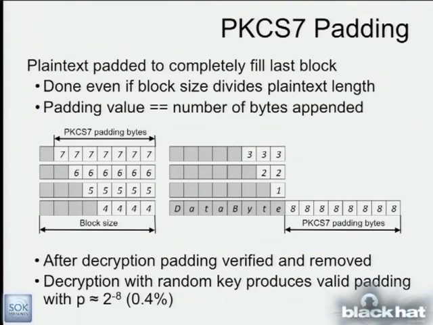Now, there is one special case, when our plain text already fits evenly in the block size. In this case, we just add an additional block consisting completely of padding. This is the last example. What this allows us to do is to quickly reject wrong keys.